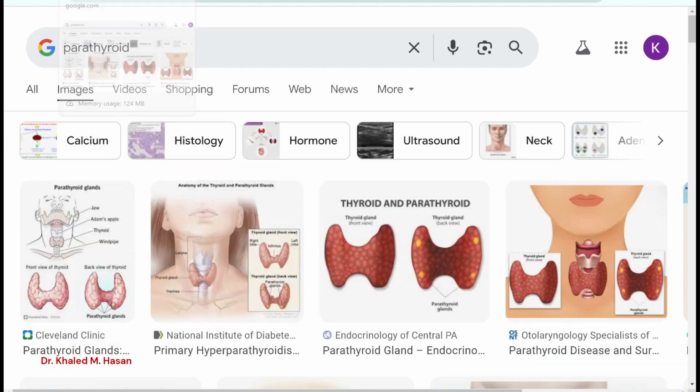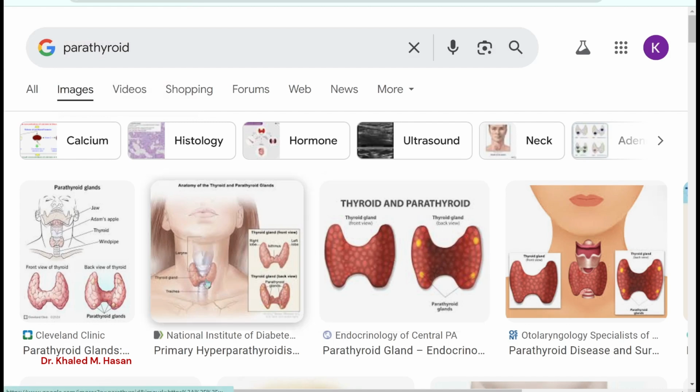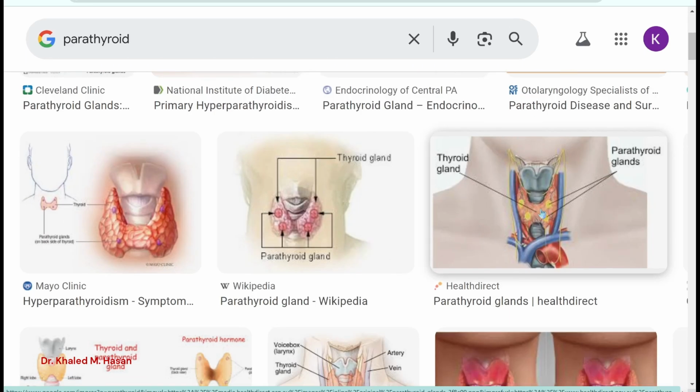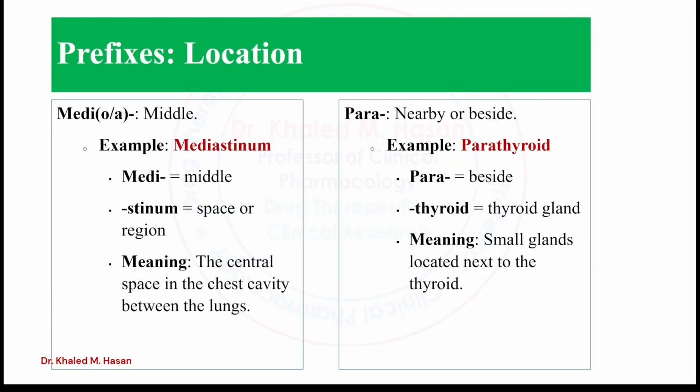Speaking about parathyroid, as you can see, this is the thyroid gland here in the neck, and we have four small glands. You can see the parathyroid glands here. The parathyroid gland is responsible for secretion of a hormone called PTH, parathyroid hormone, and this hormone is responsible for calcium balance, or calcium homeostasis.